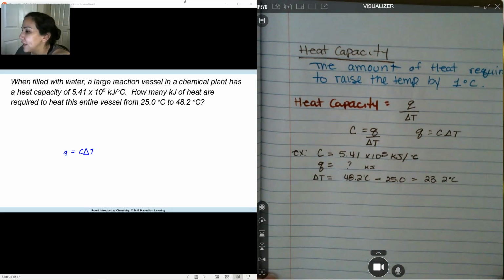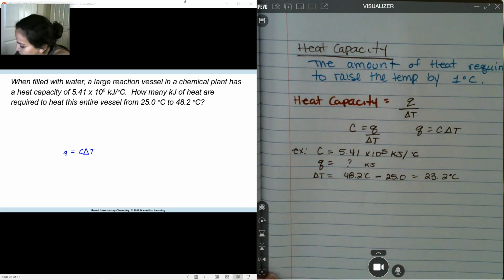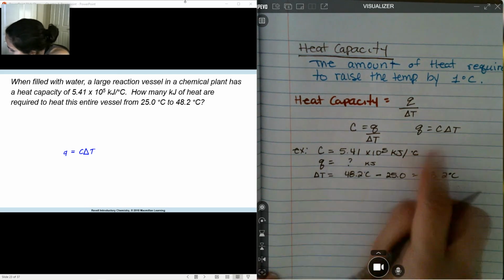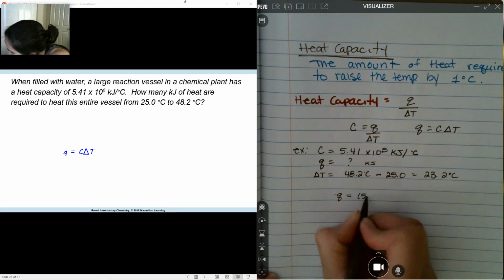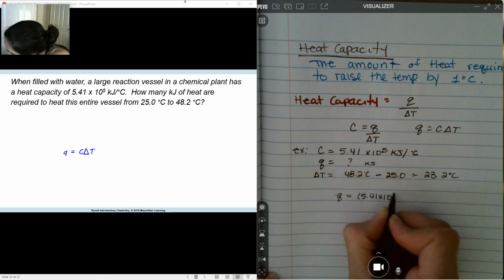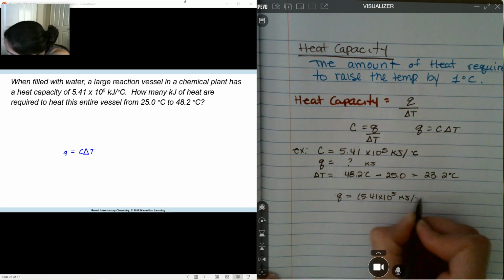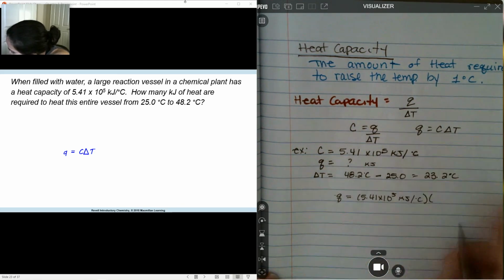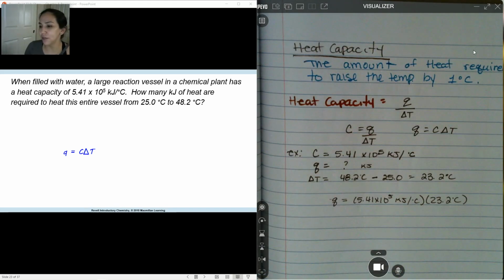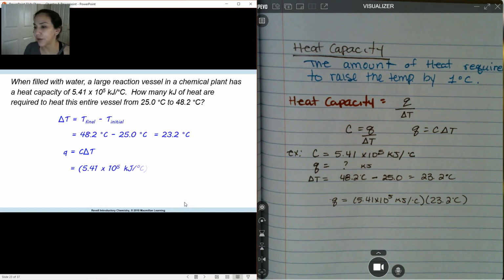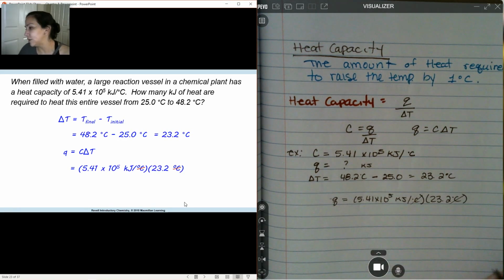All right, now that we have this, we're going to plug all of this into our equation. I'm going to use this one because I'm looking for Q. Q is equal to 5.41 times 10 to the 5th kilojoules per degree Celsius times my change in temperature, which is 23.2 degrees Celsius. Let's verify that we're on the correct path. Our change in temperature is correct, and we set up the problem correctly. Canceling out the units of degrees Celsius, we're left with kilojoules. That's exactly what we want.